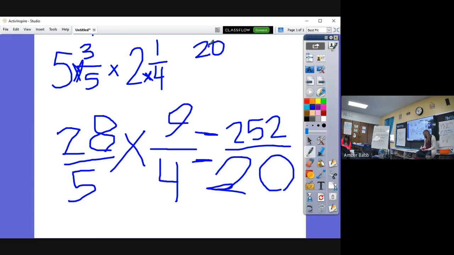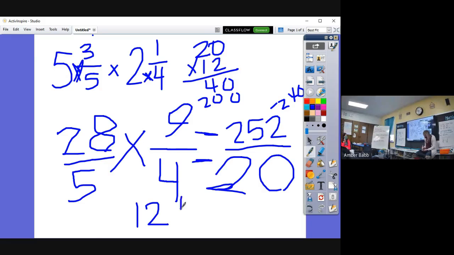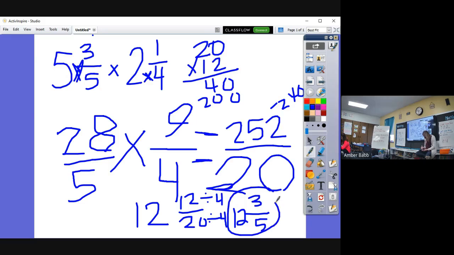I agree. 20 times 12, let's see what we get there. I like that guess, 12 and 3/5. Okay, so we have 720, which would be 240. 252 minus 240. So you are correct. It is 12 and 3/5, and 12 20ths, which we can divide down. Divide them both by 4, which gives me 3 fifths. 12 and 3 fifths.